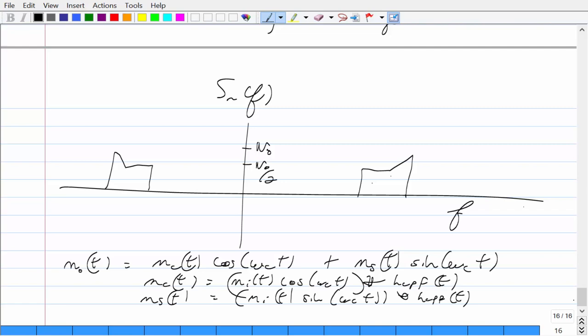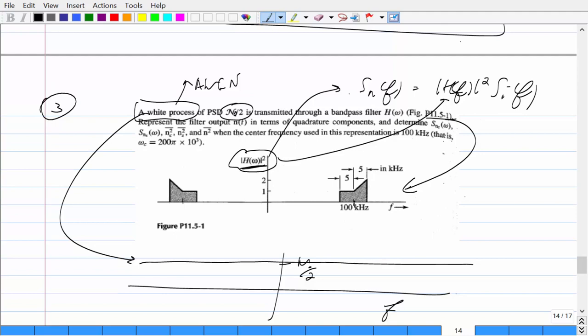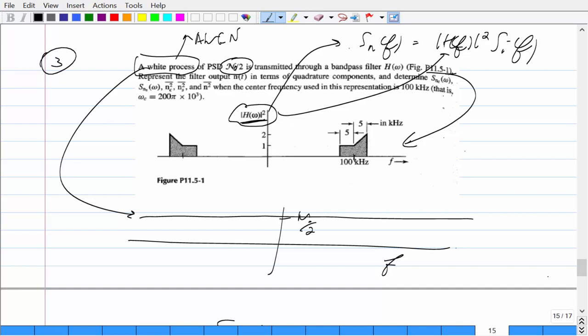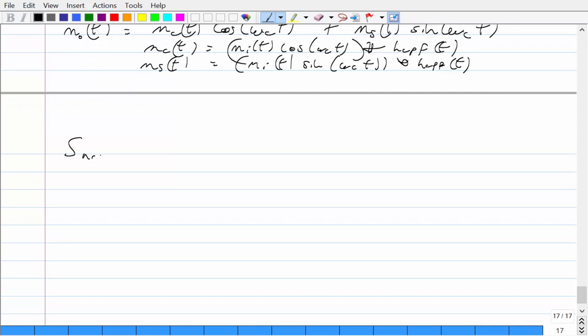Now what it asks us to do is figure out what the power spectral density is. We pretty much did that. Actually, no, we did not do that yet. So let's see, S_NC(omega) and S_NS. What'll happen here is, let's actually go ahead and do that now. So S_NC is equal to S_NS.